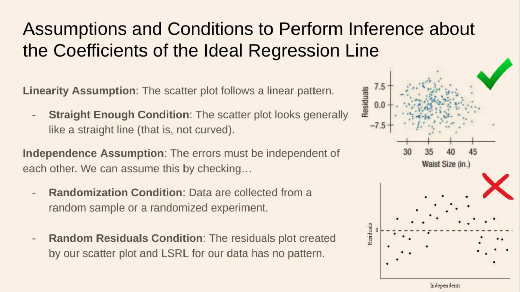And we're going to be talking a lot about residuals. This is the first thing I'm going to say. The residuals plot created by our scatter plot and least squares regression line for our data has no pattern. So we look at the residuals over here, and you'll note right now that this is 0, a residual of 0, which would mean that the data point is right on the regression line. And the further the points are from this horizontal line that would mark a residual of 0, the further they are, the more they are off the beaten path of the regression line.